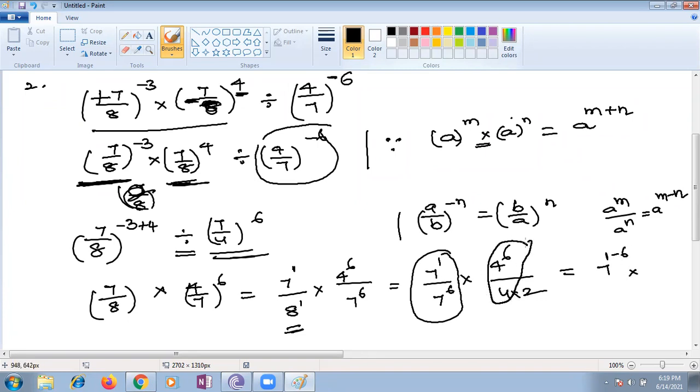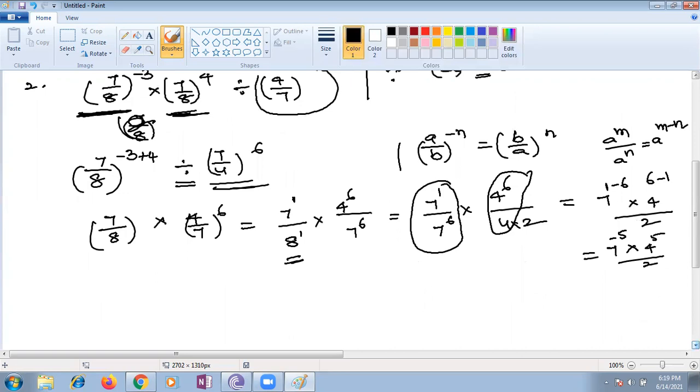Again, this part can be subtracted: 4 to the power 6 minus 1, divided by 2. Yes or no, children? So this becomes 7 power minus 5, and this becomes 4 power 5 into 4 to the power 5 upon 2. It is 4 to the power 5 upon 2 into 1 by 7 to the power 5.